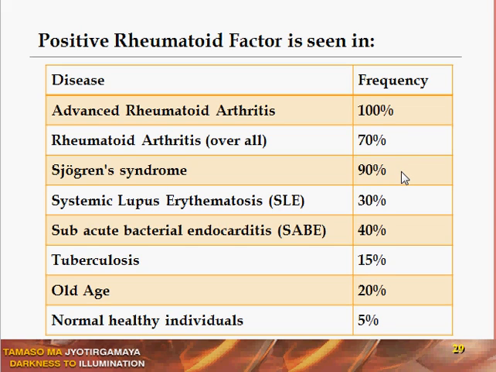Sjogren's syndrome, which is keratoconjunctivitis sicca, an eye manifestation of rheumatoid arthritis with dryness of the eyes, in that case rheumatoid factor is positive in 90% of the cases. Systemic lupus erythematosus, 30% of the patients may be positive for rheumatoid factor. Subacute bacterial endocarditis, SABE, 40% are positive for rheumatoid factor. In tuberculosis, 15%. Old age itself, the rheumatoid factor may be positive in around 20% of the patients. As I told you earlier, 5% of the normal healthy individuals might also throw a positive rheumatoid factor test.